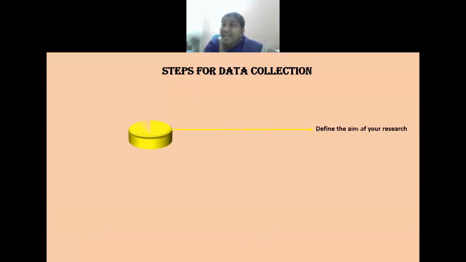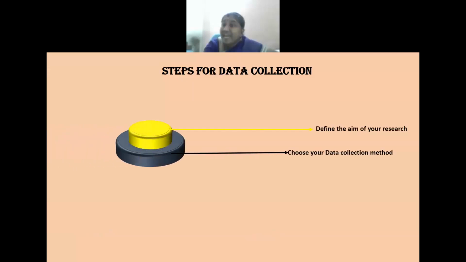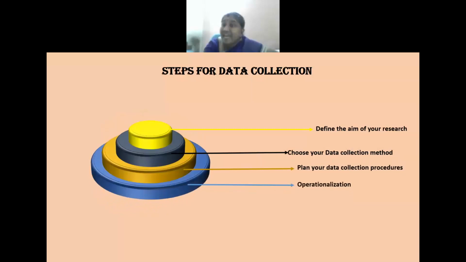Steps for data collection. It's not a hard and fast rule. I just found out, or I just feel that this is how it should be. Define the aim of your research. Choose your data collection method. Plan your data collection procedures. Operationalization, that is, when there are feelings in qualitative data, for example, how do you feel? Rate it on one scale, so you bring it into numbers, right? So operationalization, then collect the data.